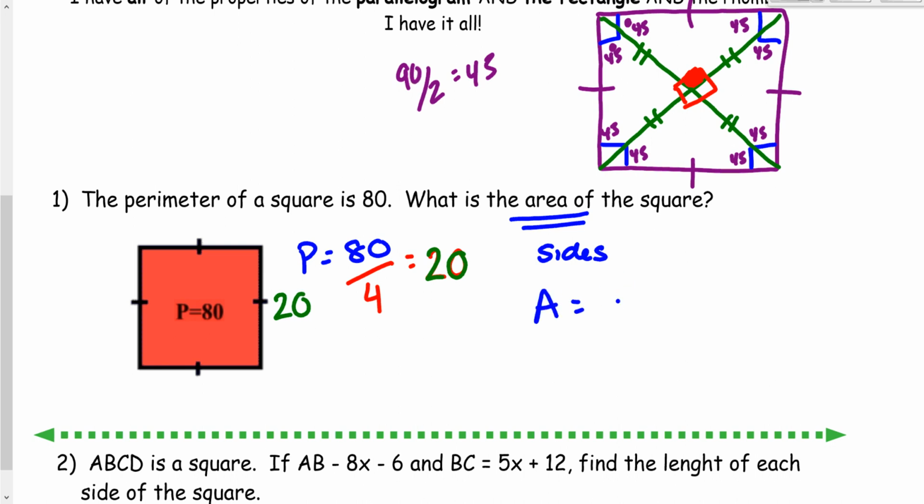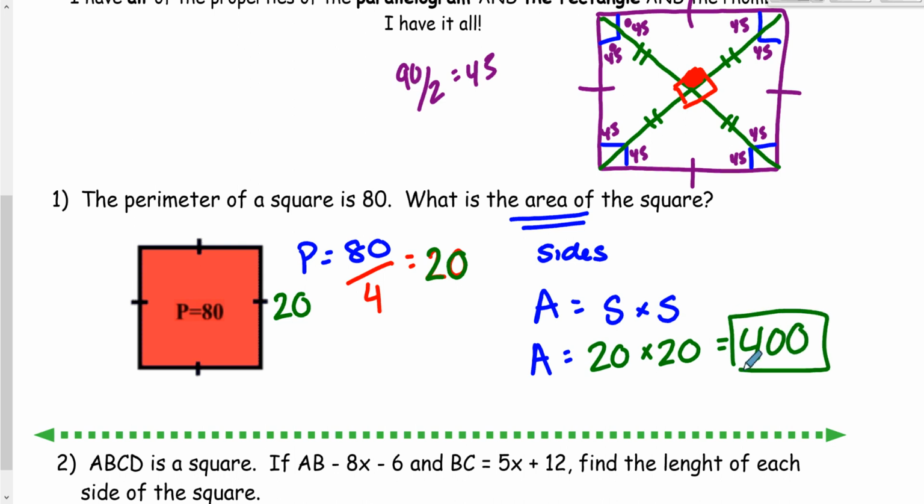Well, the area is the side squared, or side times side. So the area is going to be 20 times 20, which is 400. Now, you could have done this without actually even going through all the different properties that we just went through, because you already know answers about squares.